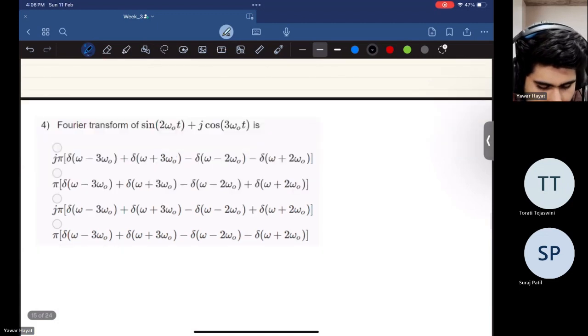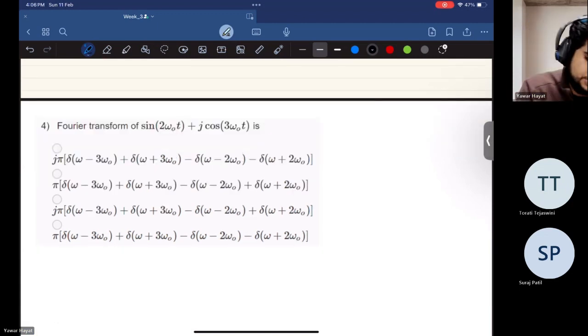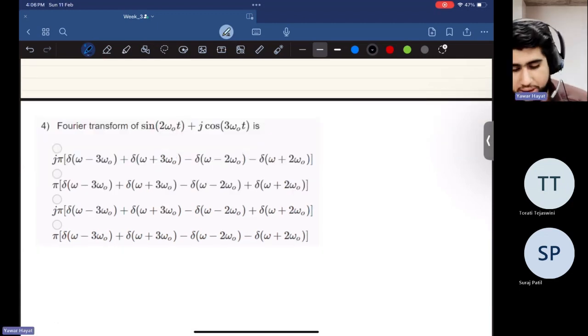Okay, another question. Sine of 2 omega naught t plus j times cos of 3 omega naught t. I'll wait a couple of minutes and then start proving. Try to attempt this one.